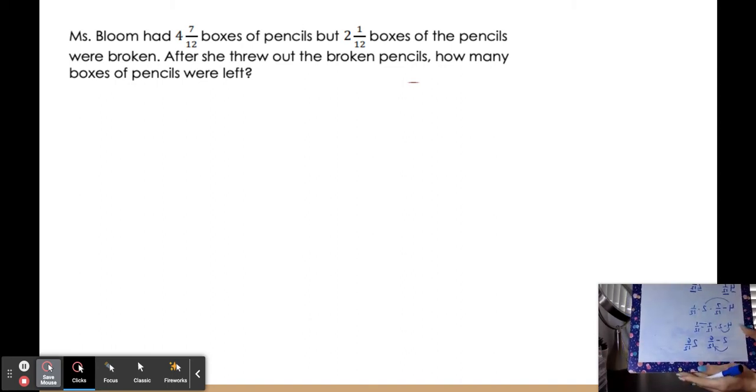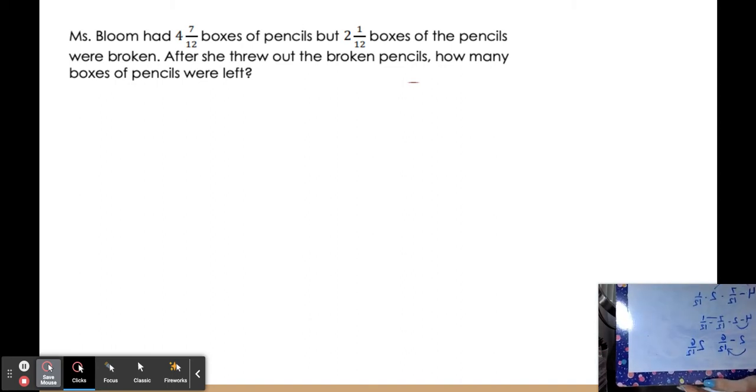So after she threw out the broken pencils, Miss Bloom had 2 and 6/12 boxes of pencils left.